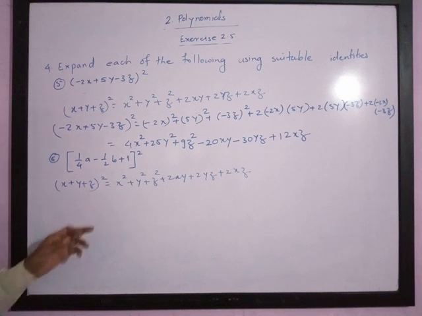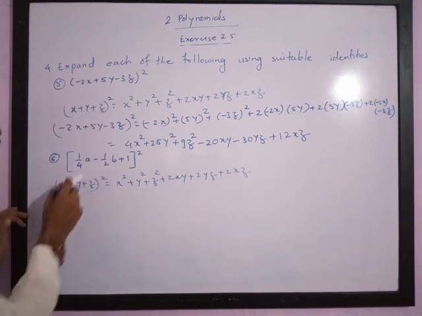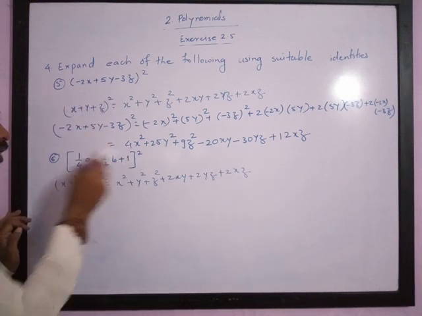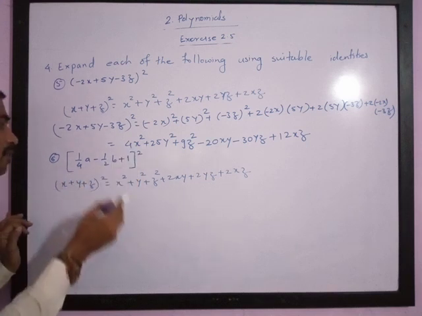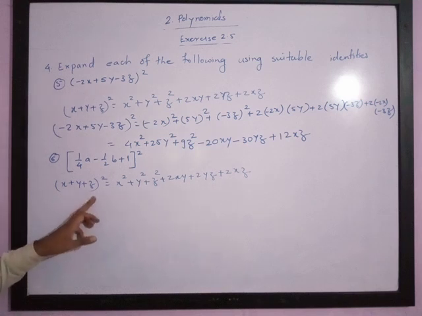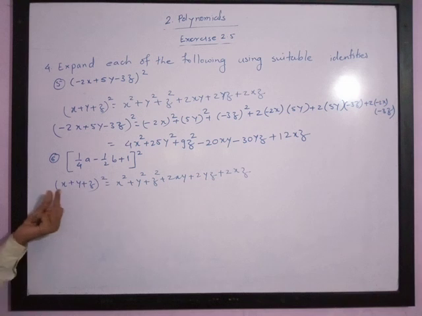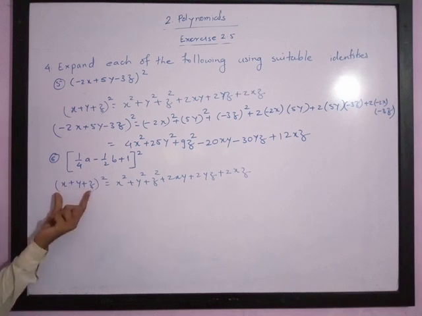Next and the last question from the same exercise. It is (1/(4a) - 1/(2b) + 1) bracket square. Now again understand, there are three terms. So if there are three terms in a bracket square, then we have the identity (x + y + z) bracket square is equal to square of the first plus square of the second plus square of the third plus 2 multiplied by first and second plus 2 multiplied by second and third plus 2 multiplied by first and third.